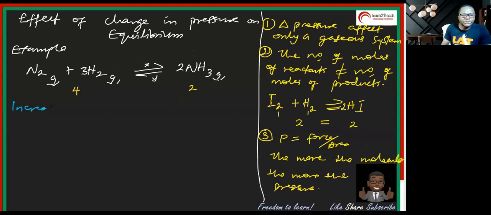So let's say increase in pressure. That is what I did to alter equilibrium. I have altered equilibrium by increasing the pressure of the system. So what will equilibrium do? Le Chatelier's principle tells us that equilibrium will attempt to reduce the pressure. Now, how will equilibrium attempt to reduce the pressure? I want you to suggest. How will equilibrium attempt to reduce the pressure?